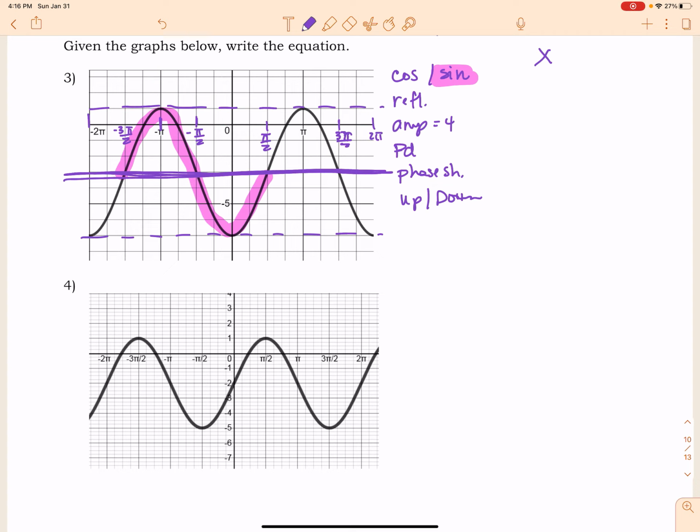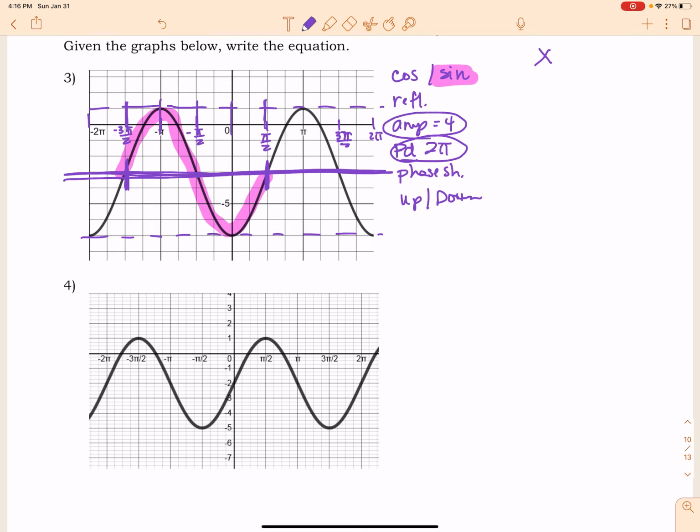So I need to look at all of this. The first thing I'm going to do is talk about the period because it's easy. Notice that if I am going from here all the way to here, and that's one cycle, it goes from negative 3 pi over 2 all the way to pi over 2. That's an indicator that the period is the parent function period. That's 2 pi, because I'm counting 1/2, 2/2, 3/2, 4/2. So that is a total of 2 pi. So the period's taken care of and the amplitude is taken care of.